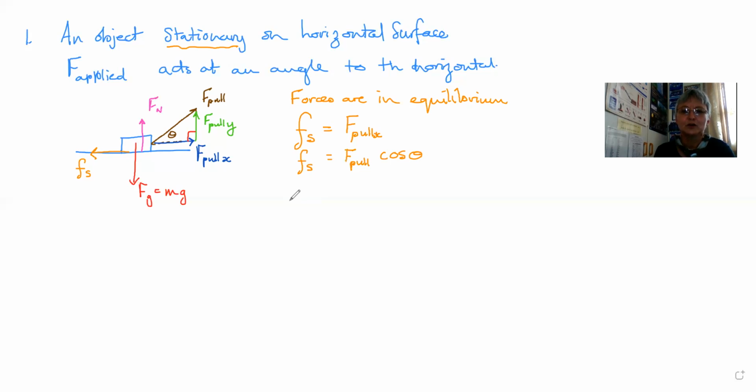Let's move on to when the object is just going to start moving. Sorry, I better just add all these forces in a free body diagram. So in a free body diagram, you've got your gravitational force, you've got your pulling force, which is F applied, you've got a normal force, and you've got your static friction.